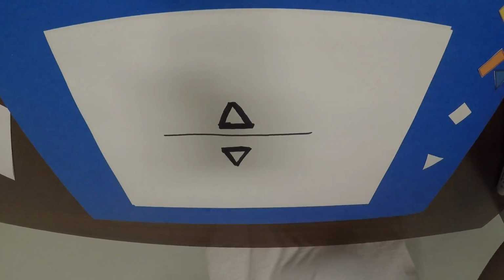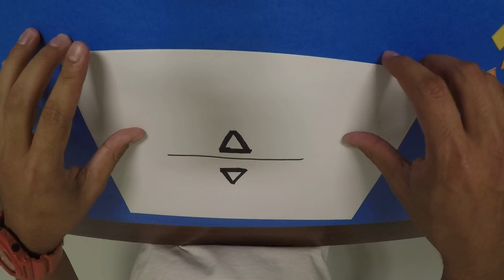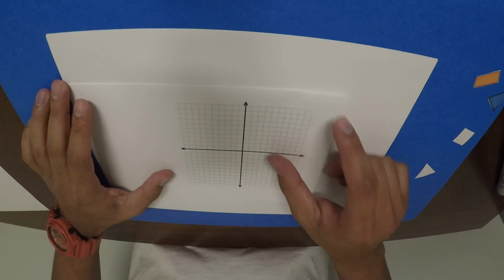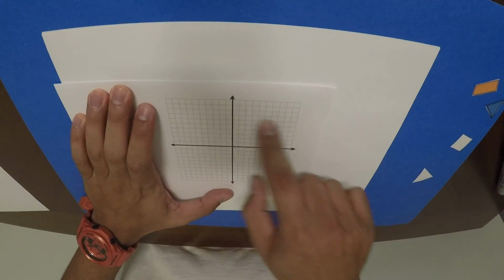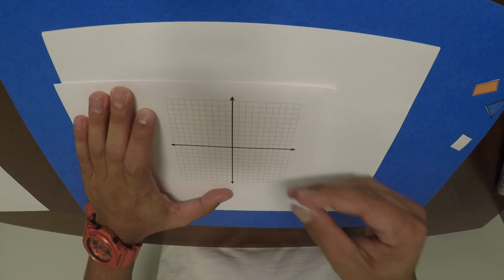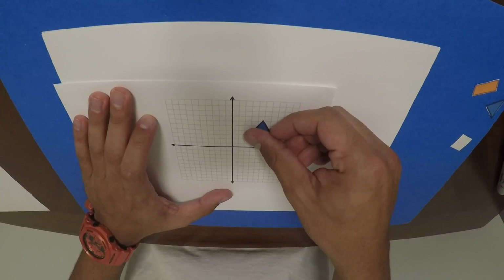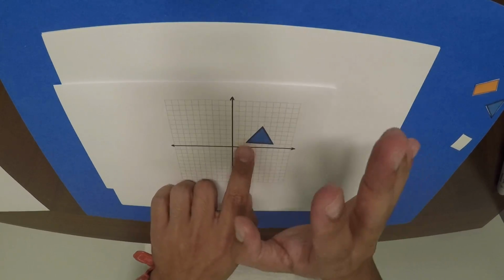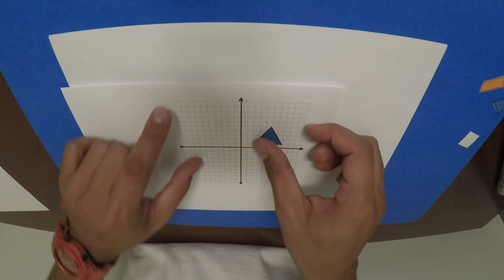I'm going to show you some examples on an actual grid. That way you guys can also see how it shifts and rotates on a grid. Here we have a sheet of paper with 4 quadrants of a grid, and we're going to show this reflecting over the y-axis.